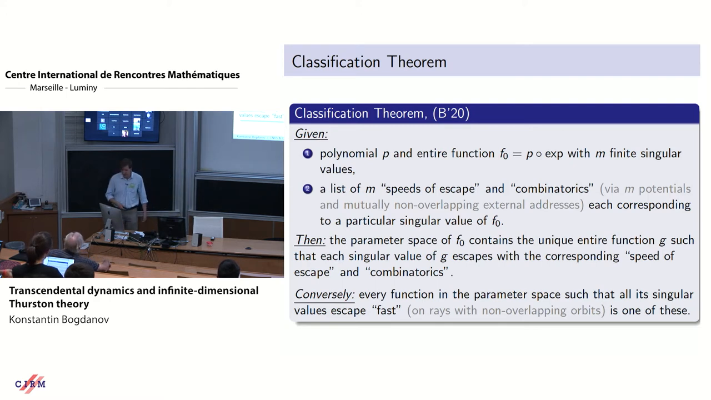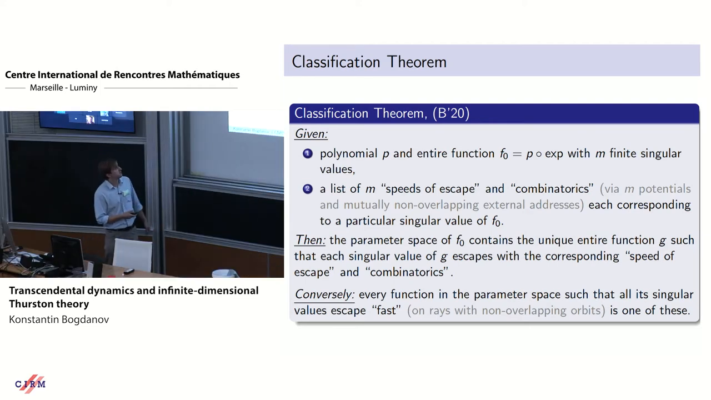This is the classification theorem. Given a polynomial P and a transcendental entire function F naught, which is the composition of P with the exponential, having m finite singular values, and given a list of prescribed speeds of escape and combinatorics, an ordered list, each corresponding to a particular singular value of F naught, then the parameter space of F naught contains exactly one unique entire function g so that its singular values escape exactly as prescribed. And vice versa, every function in this parameter space for which all singular values escape fast is one of these.